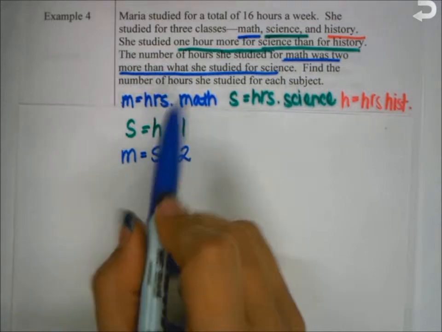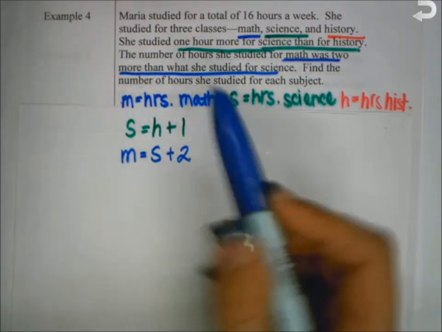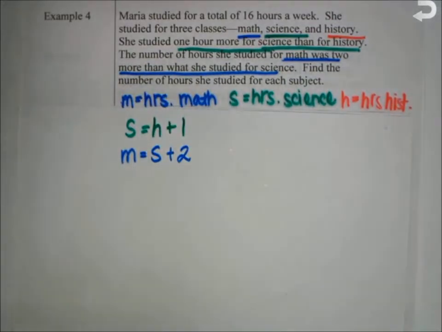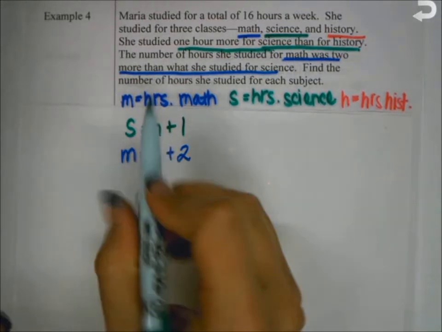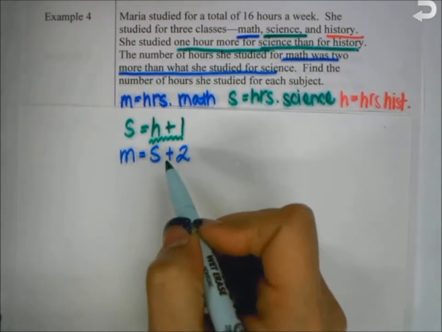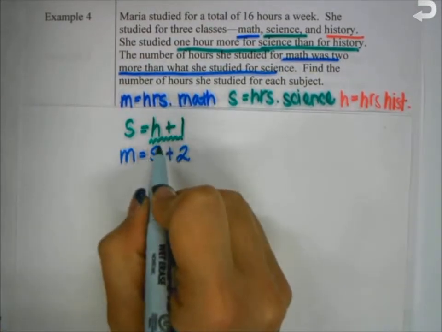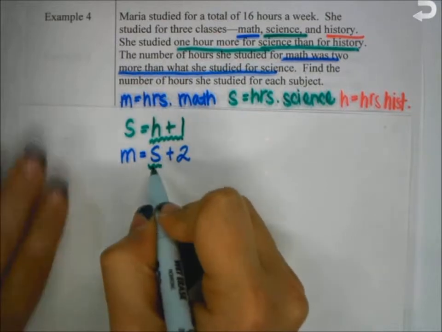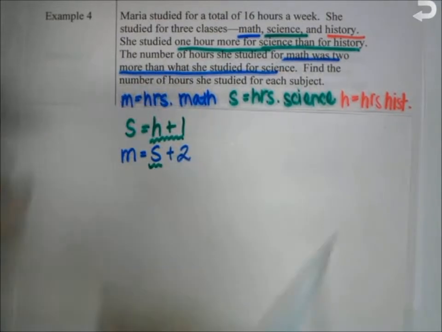Okay. I know that S equals what? H plus 1. So I can substitute that in for S in the M equation. So what would M also equal? H plus 1 plus 2. Excellent. M also equals H plus 1 plus 2, which is H plus 3.